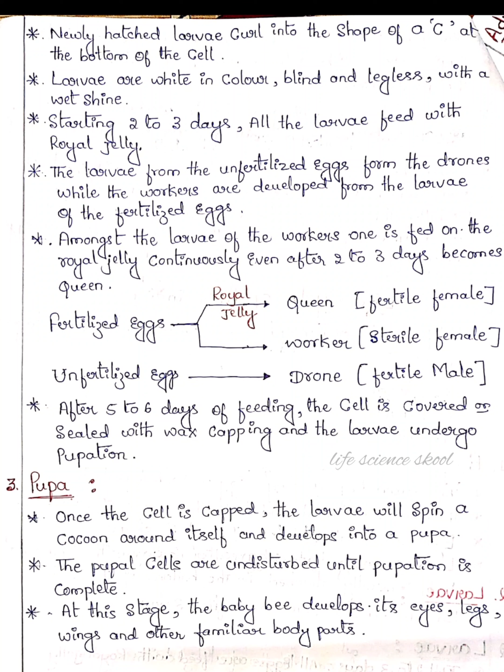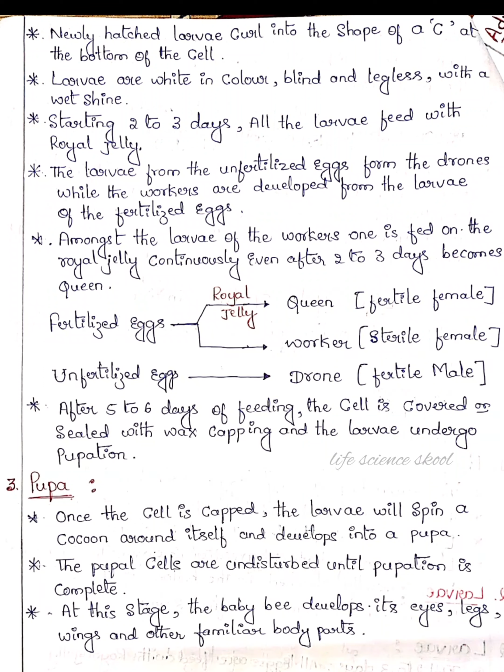Now the question will arise in the mind: how is the queen going to form here? The queen is going to form in this manner. Among the larvae of the workers, only one worker is continuously fed. For the first 2 to 3 days, all the bees are fed with royal jelly, but after 2 to 3 days, one worker bee will be continuously fed with the royal jelly. So that one is going to become a queen.